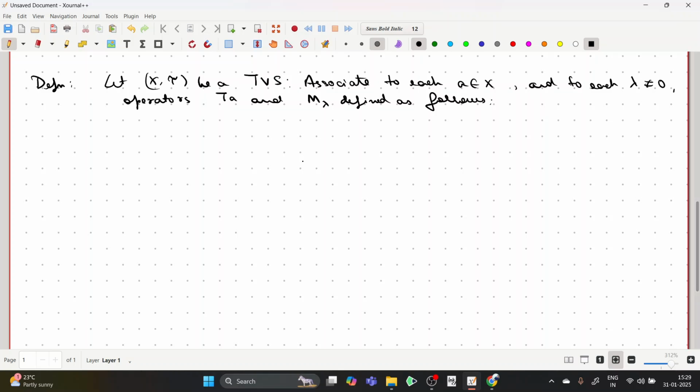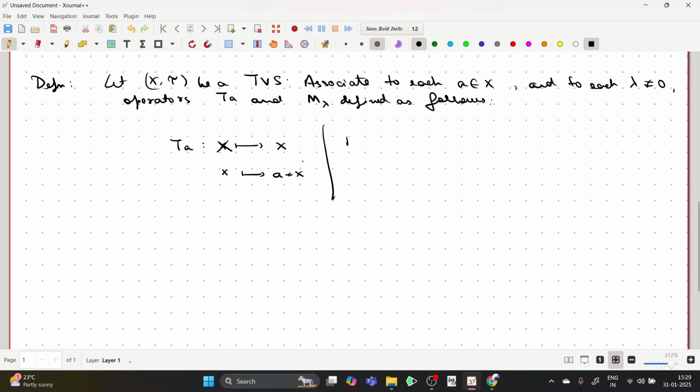So how do we define it? I consider this operator T_a from X to X. So what does this do? It takes an element x and maps it to a plus x.